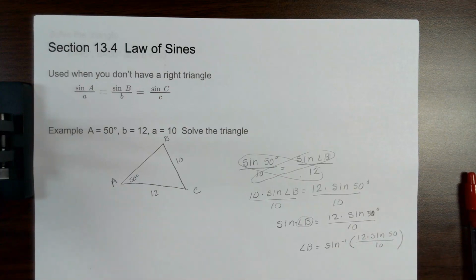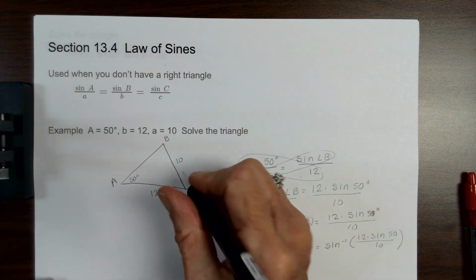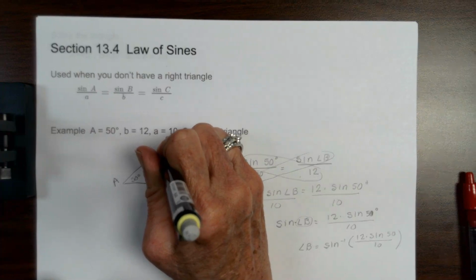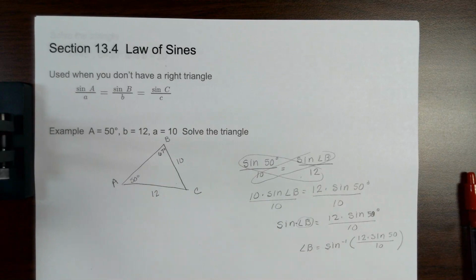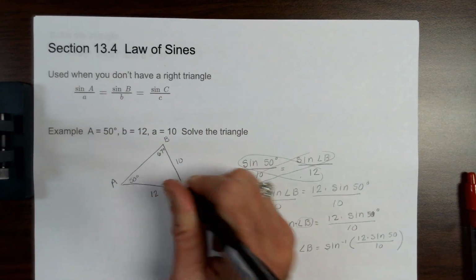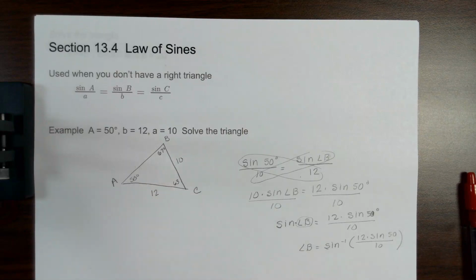So let's figure out what that is. Should be a 66.8. We'll round it to 67. So that's going to be 67 degrees. I can find angle C by taking both of those from 180. So 180 minus 50 minus 67 is going to give me a 63. Once I found that, the only unknown I have is little c.